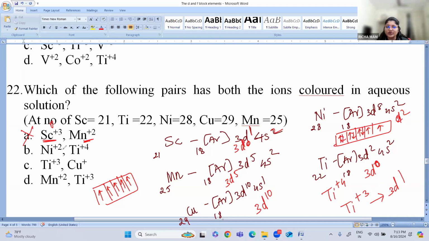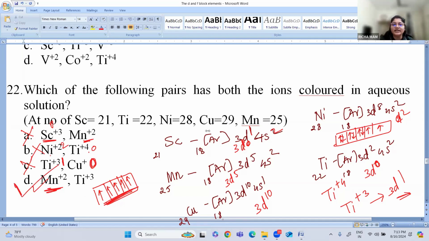Then nickel plus 2, here you have 2 unpaired electrons. But titanium, here it is a d0 system. So this is also wrong. This is colored, but this is not colored. Then titanium plus 3, 1 electron. But here you have 10 electrons. So again, d0 system. So this is also wrong. Mn plus 2, 5 unpaired electrons. So this is okay. Titanium plus 3 has 1. So it is option D.